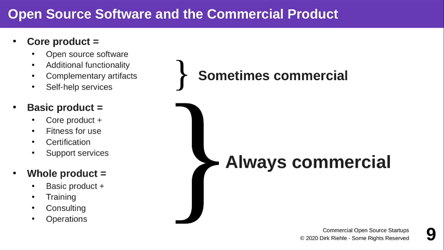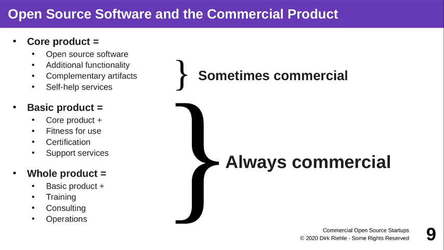So they will sell customers something which may include fitness for use or certification guarantees, training and consulting, or operations of the product. But the core software itself will also be available as open source. So it's not a traditional license sale for the core software only. Maybe in combination with these other features, it becomes a proper product to pay for. But the core of the product, hence core product here, is open source software and available freely because of the open source license.